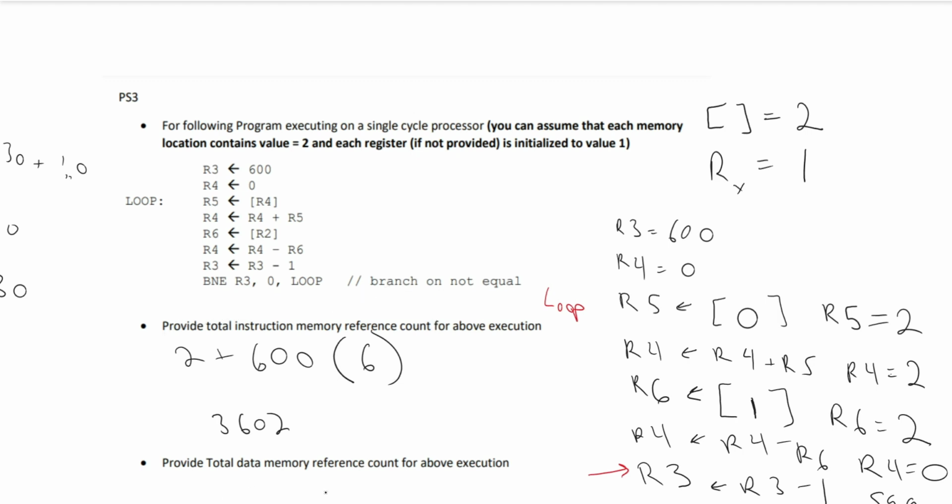Okay, so data memory reference count for the above execution. So we don't care about this or this because you're not going to main memory for data. You are for this and this line. So that's the third and fifth line. That's the only times you go to get data from main memory. So these two lines will run 600 times. So it should be 2 times 600.